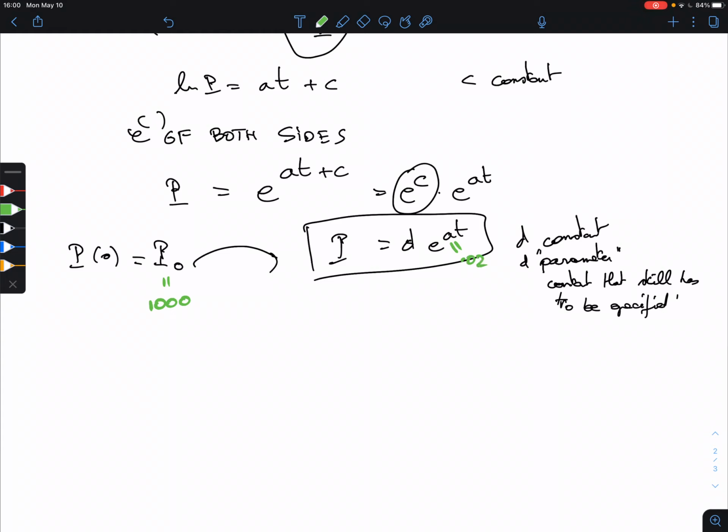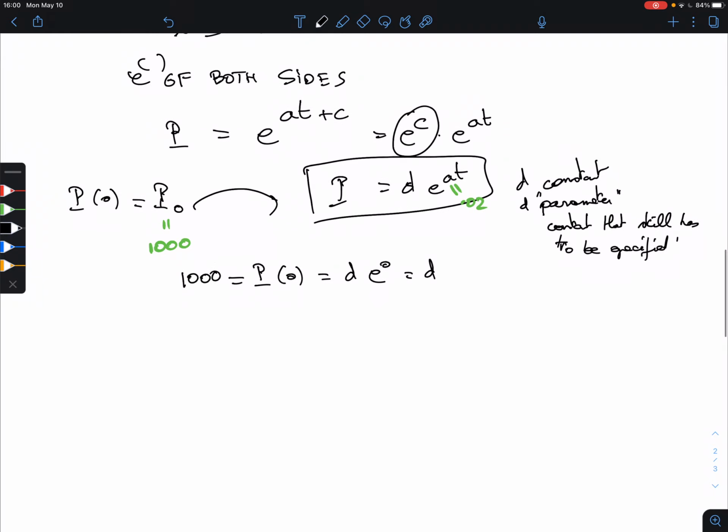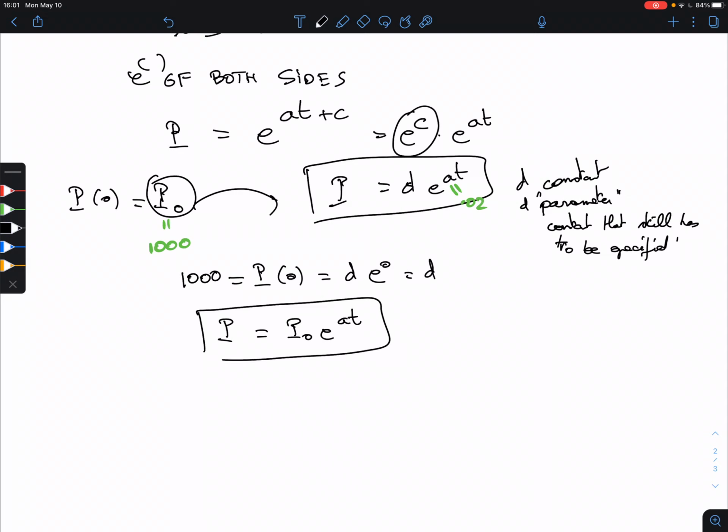So let's plug it in: P of 0, that is the 1,000, that is P subscript 0, is equal to D, which we don't know yet, times e to the power a times t. But t is 0, so the a doesn't matter here, so e to the 0 is 1, that is just D. D is just the initial population. So the formula therefore is P equals P0, remember that's the initial population, times e to the a t. I'm going to write down the general formula now. And a and P0 are numbers that depend on the particular population that you're studying, be it rabbits, the world population, or bacteria in a petri dish, and so on.